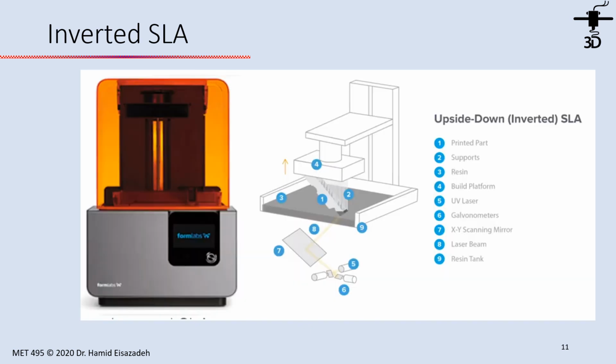Many of the SLA machines pull the part downward into a large vat of resin, right? But here we have a different design. It is called inverted SLA, and that is made by Formlabs. Formlabs came up with this idea, and another name for this machine is upside down. It is a compact machine where you can build a relatively tall part with a shallow resin tank.